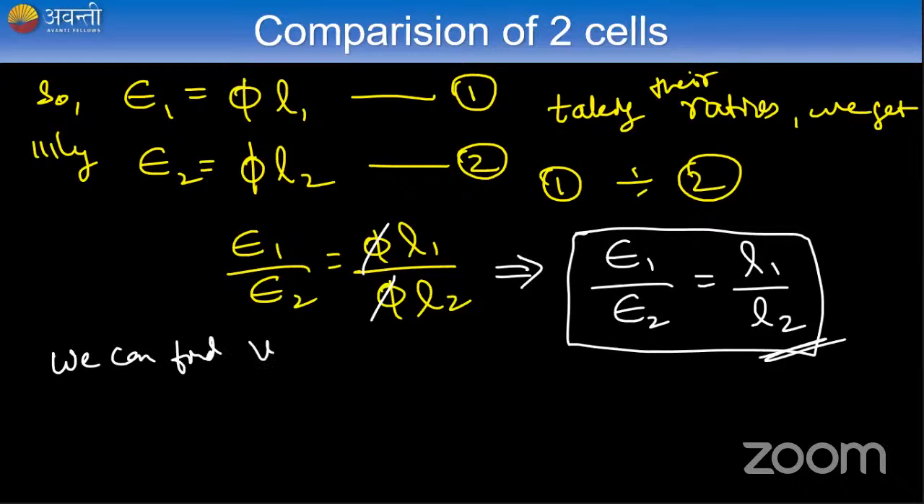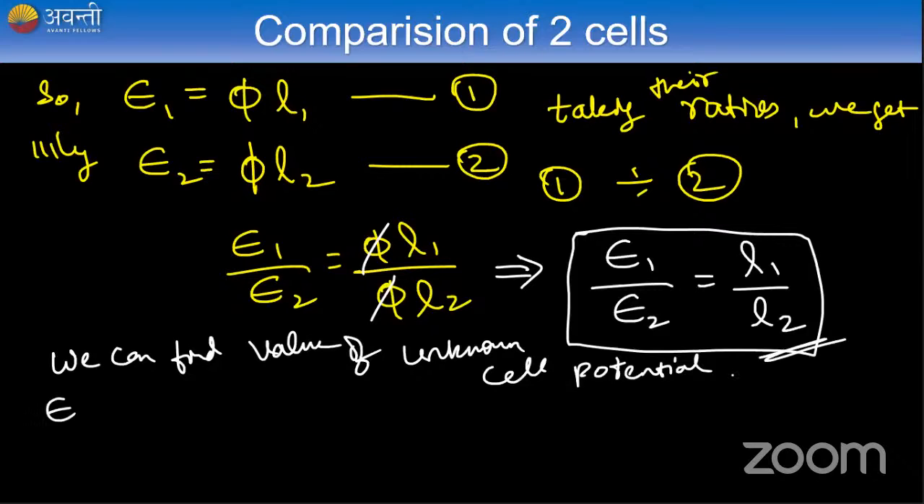From this, we can find the value of an unknown cell potential using this equation. Suppose you know the value of epsilon 1, say 1.5 volts. Say I am using a small AA size battery, I hope everyone has seen an AA size battery. So suppose I have a 1.5 volts battery. Then in the potentiometer, I found its length L1 is equal to 60 centimeters.